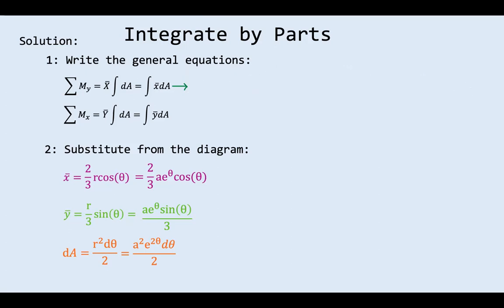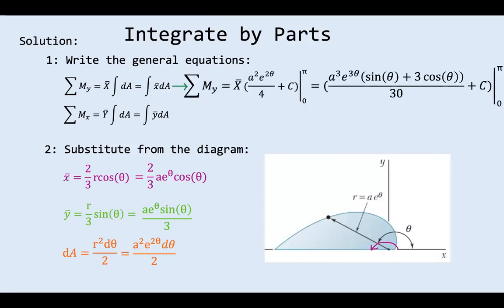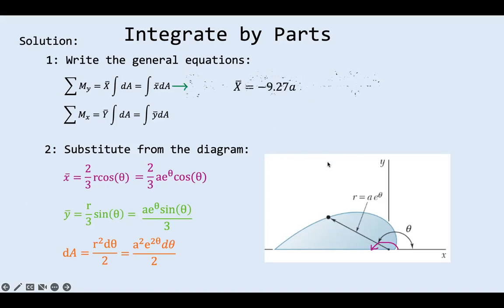Now we want to think about what bounds to use. Let's go back to our image over here. Well, theta is varying from 0 to pi, so we will simply use 0 to pi as our bounds. Now, further simplifying this equation, we have this equation over here. Dividing and then simplifying further, we have this equation over here. Dividing both sides by a squared times e to the power of 2 pi minus 1 over 4, we will get that capital X bar is equal to negative 9.278.